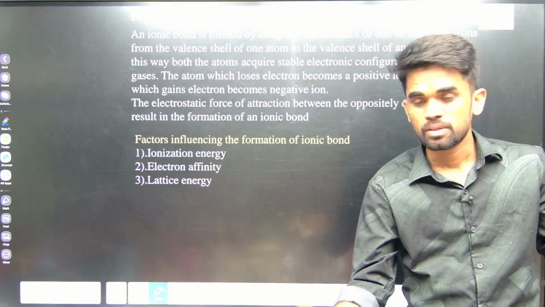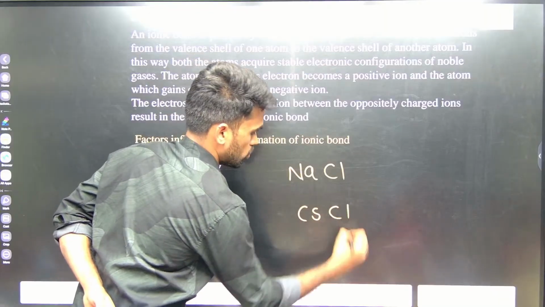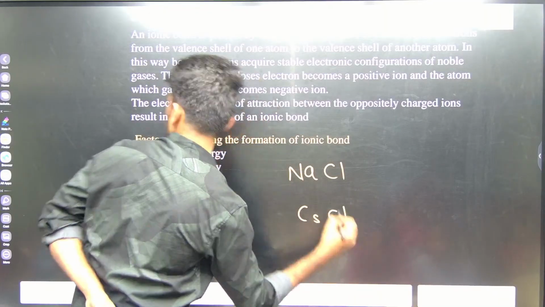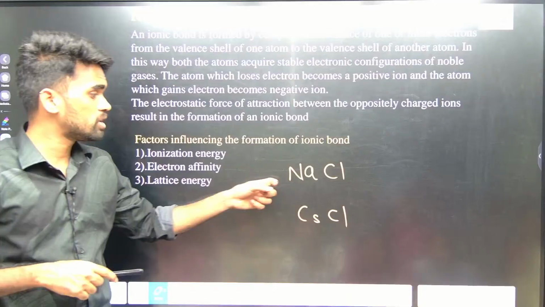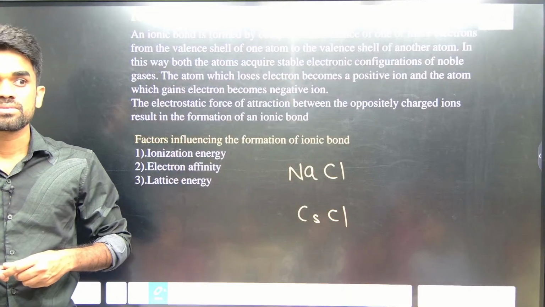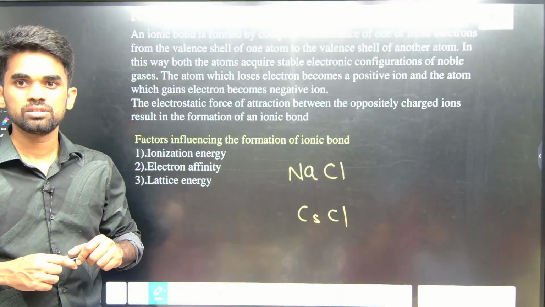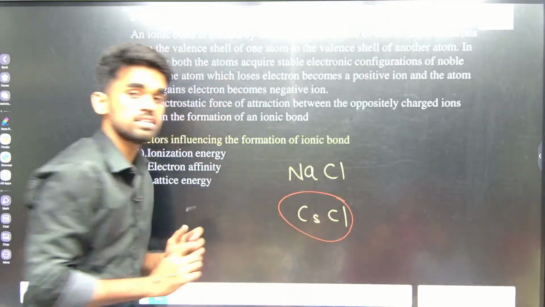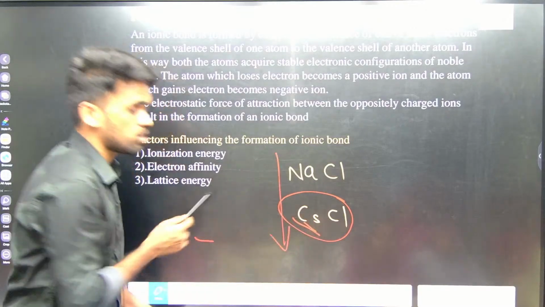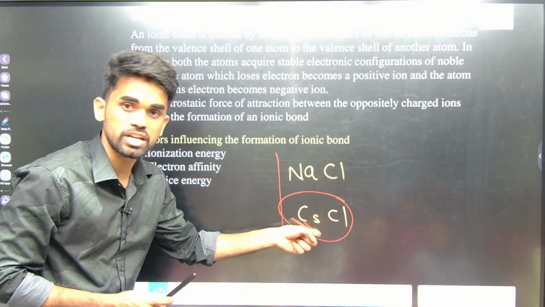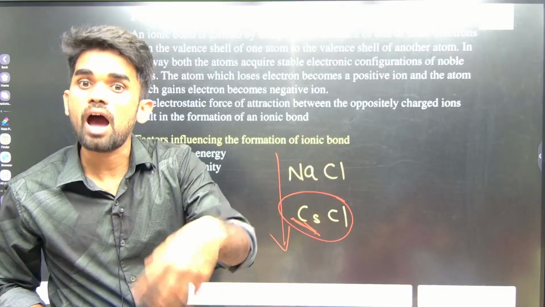Lower the ionization energy, more ionic. Take sodium chloride and cesium chloride. Out of these two, which is more ionic, I am asking. Both of them are ionic, we know, but which is more ionic? Cesium chloride. How are you answering this? Down the group, ionization energy decreases. So lower ionization energy for the metal results in a more ionic compound.